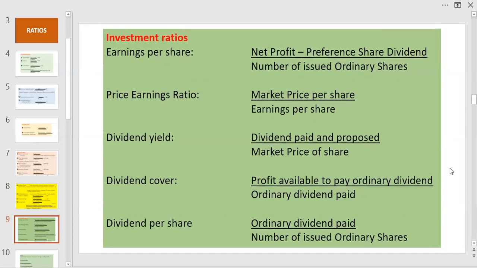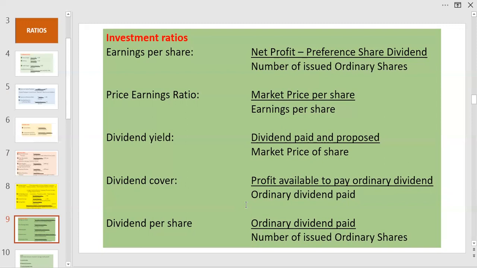But here we are talking about the market price, which can be totally different. Dividend cover is profit available to pay divided by the dividend actually paid. Dividend per share is similar to earnings per share. Here instead of profit, it is the dividend.